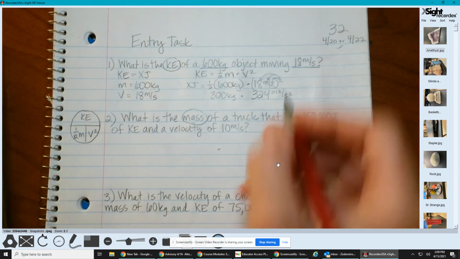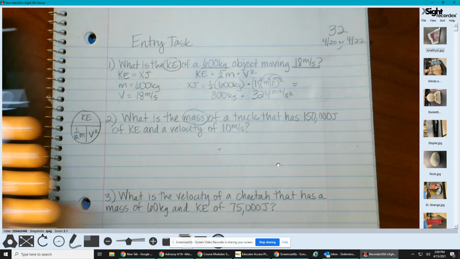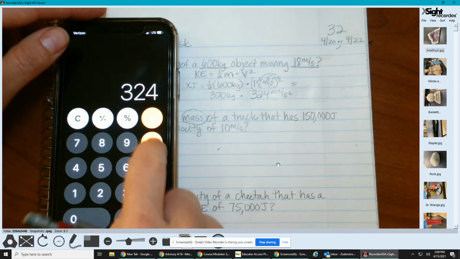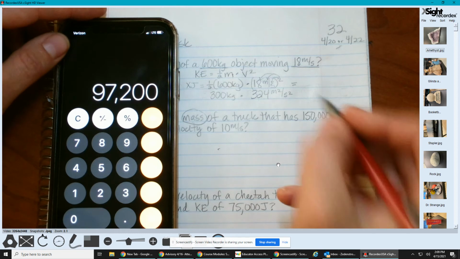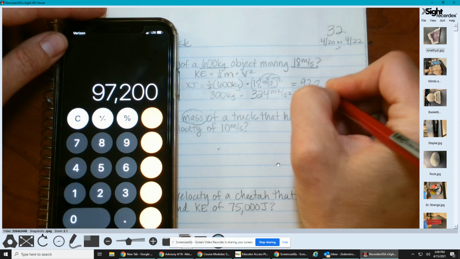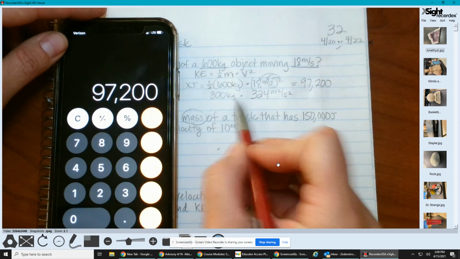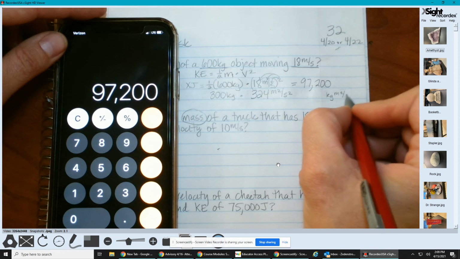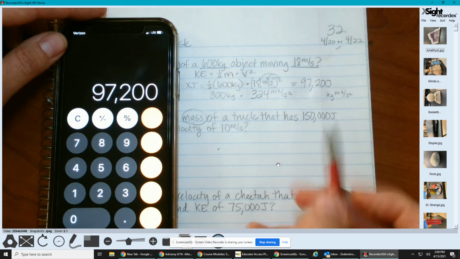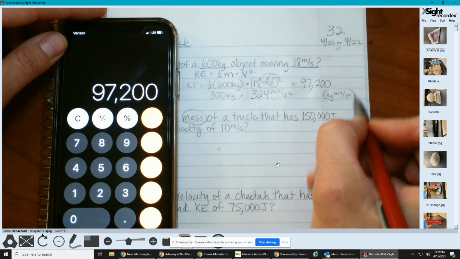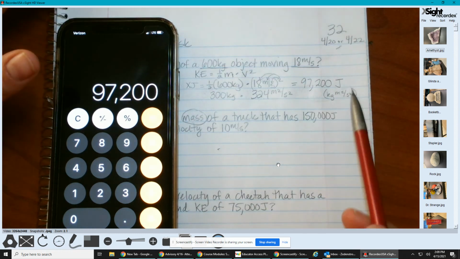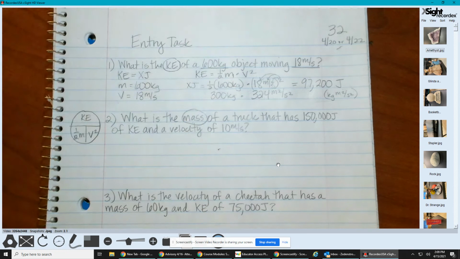So now I can multiply my two numbers. I already have 324 in the calculator, so I'm going to go times 300 equals 97,200. And I know it's kilograms. I'm going to write it down here so I can look at it. Meters squared per second squared. Well, we already know that we don't use that, so we call that a joule. But later we're going to break down the joule multiple times to solve for units.